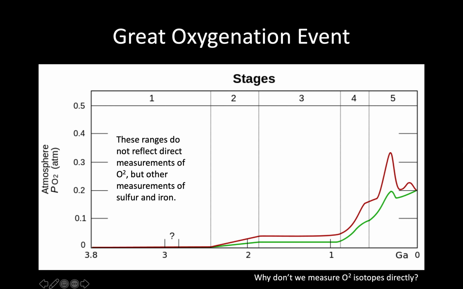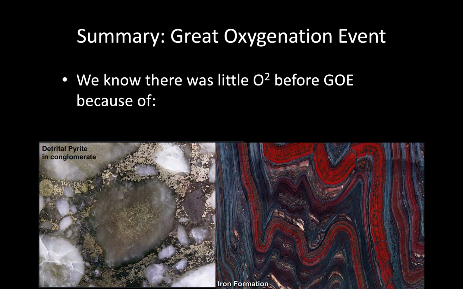So we can't measure oxygen isotopes directly in the rock record past about 400 million years. And again, this is quite a few billion years ago. And the reason we can't do that is after about 400 million years, they usually get a little wonky, so we can't actually use them. We have to use other systems that haven't been altered in any way. That's why we use sulfur and iron.